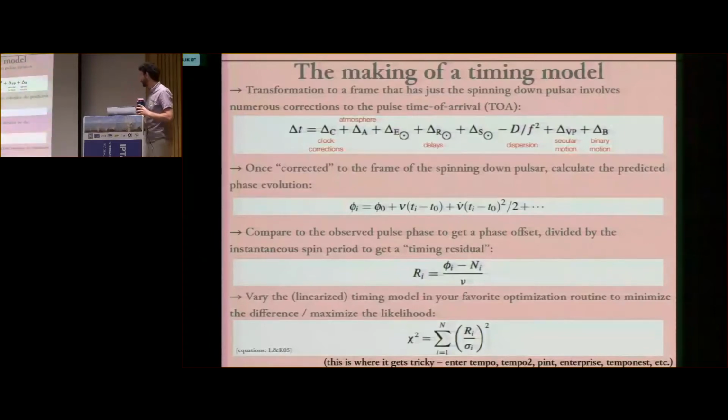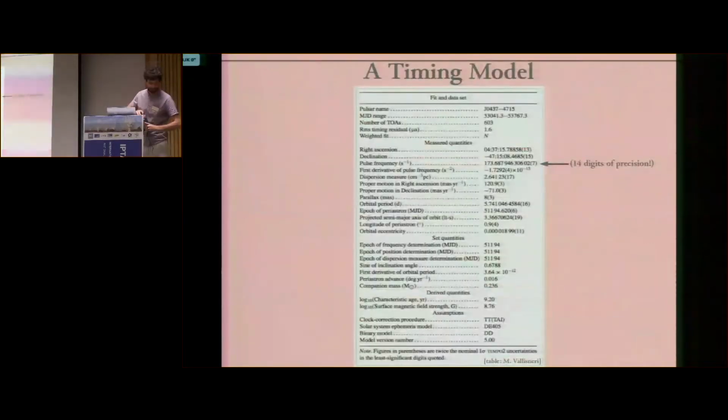All right, so here's what a timing model looks like if you read one in a paper. Very many lines. I won't go through all of them, but you have position, the spin frequency, the proper motion, the orbital parameters, and so on. These are derived quantities. But hey, this is 14 digits of precision. This is why we're all here, right?